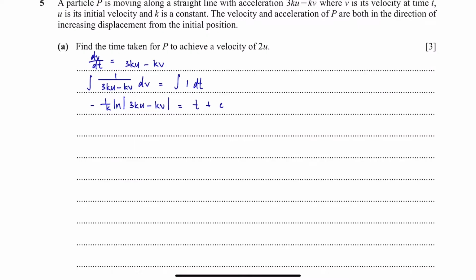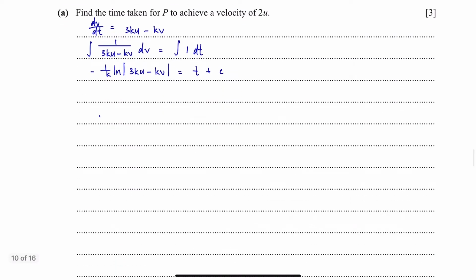Another piece of information is that when t equals 0, v is equal to u, because u is the initial velocity. So at t equals 0, v equals u. So negative 1 over k ln 3ku minus ku equals 0 plus c. So c would be equal to negative 1 over k ln 2ku.